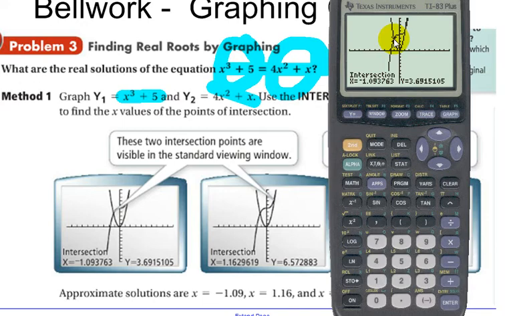Now I want you to calculate the other. And actually if you were to zoom in on this, you would see there's two more intersection points because this parabola and the other graph weaves in and out twice. And let me show you.